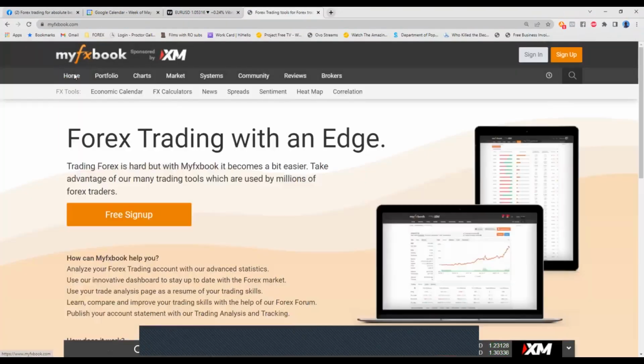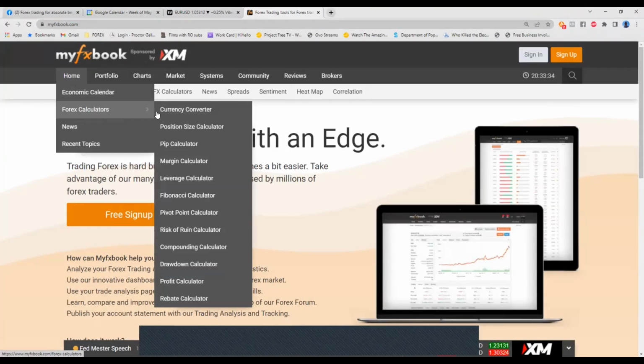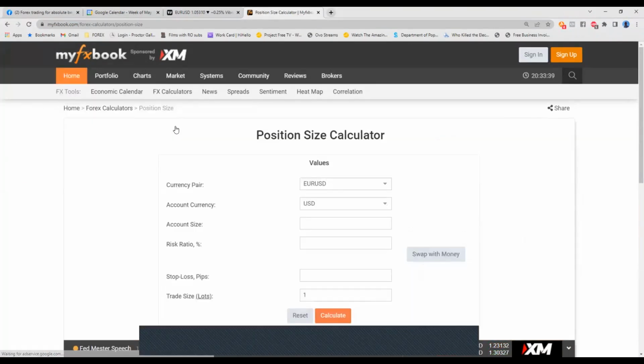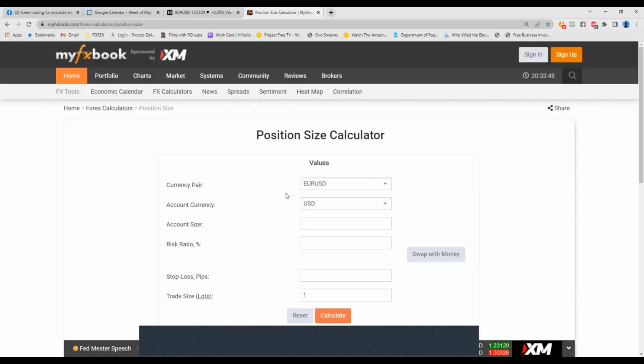myfxbook.com. I'm going to start us from the home page. All I've done is go on the home page, hover over the home button, move down to Forex calculators, and then I can find my position size calculator. And again, guys, this website is free, so feel free to use it. Our next thing now is to figure out how we're only going to risk $10 in our example.